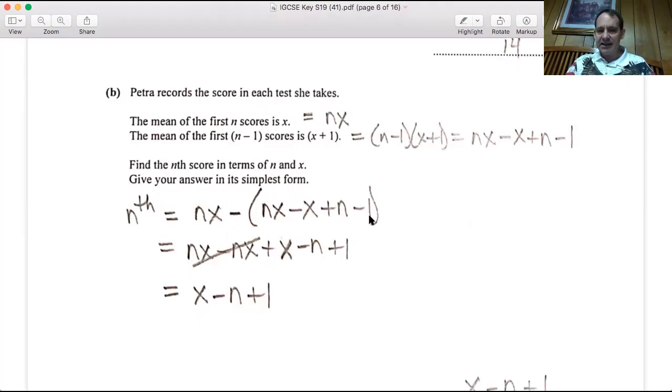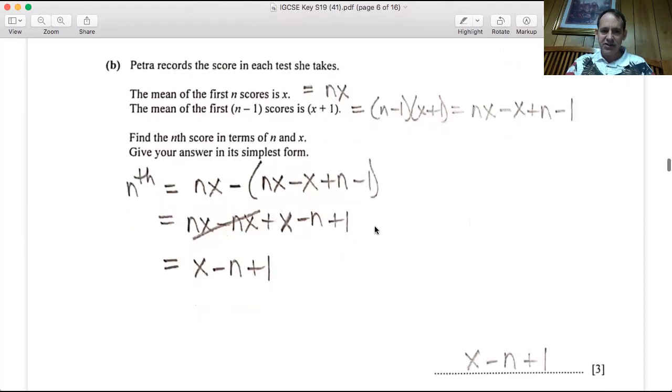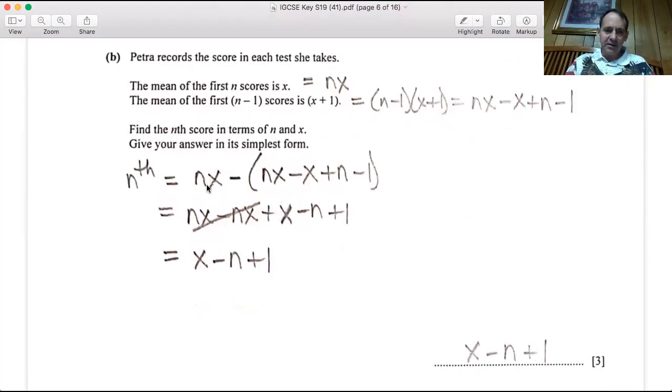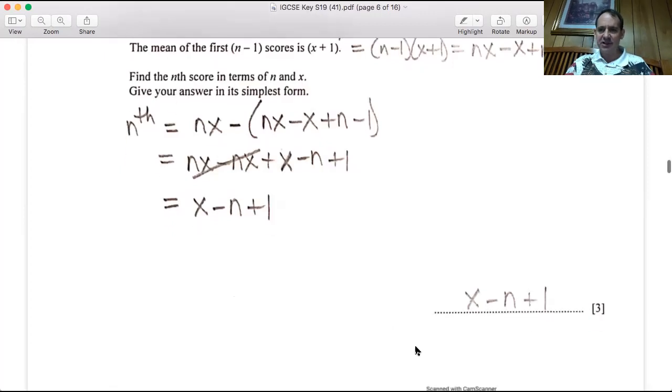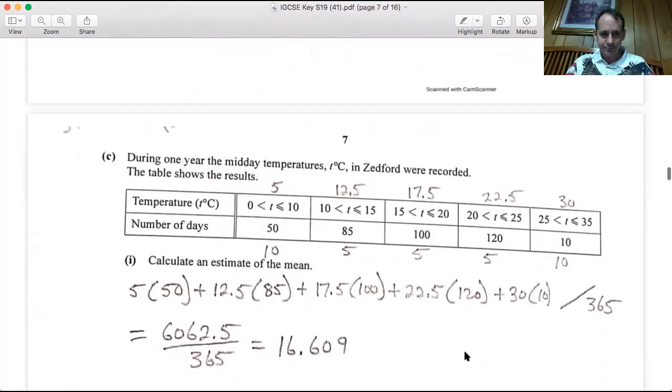That means the negative distributes, changes all the signs, and so the nx and this nx cancel, meaning your last test score is x minus n plus 1, and it's in terms of n and x, so you don't actually have to get the actual value.